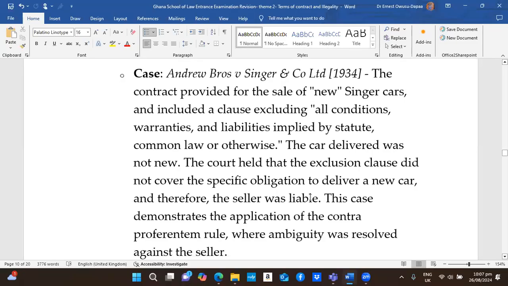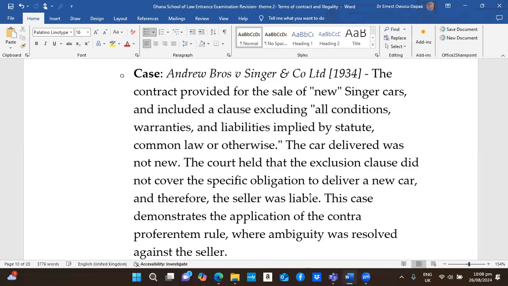So there are a lot of cases, as you know. Like Andrews Brothers against Singer, for example, the contract provided for the sale of new Singer cars and included a clause which was to the effect of excluding all conditions, warranties, and liabilities implied by statute, common law, or otherwise. The car delivered was not new, and the court took the view that the exclusion clause did not cover the specific obligation to deliver a new car, and the seller was therefore liable.